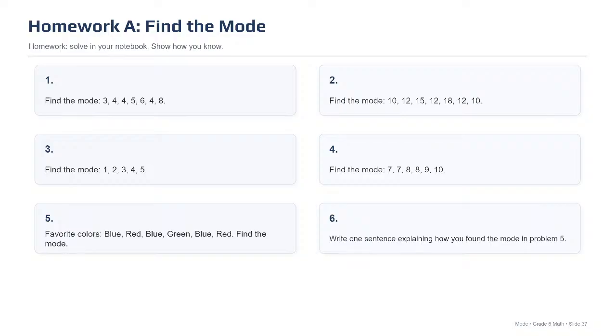Number 4, find the mode: 7, 7, 8, 8, 9, 10. Number 5, find the mode: favorite colors, blue, red, blue, green, blue, red. And then number 6, write one sentence explaining how you found the mode in prompt 5.